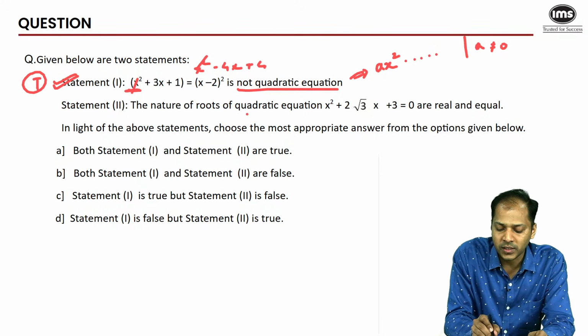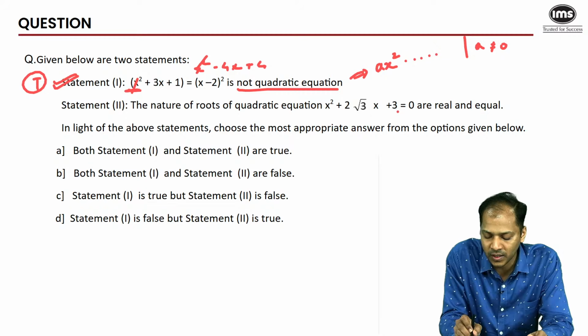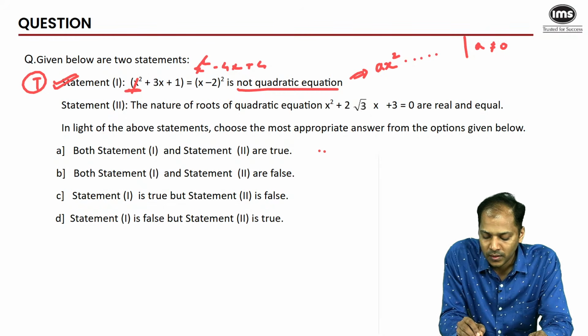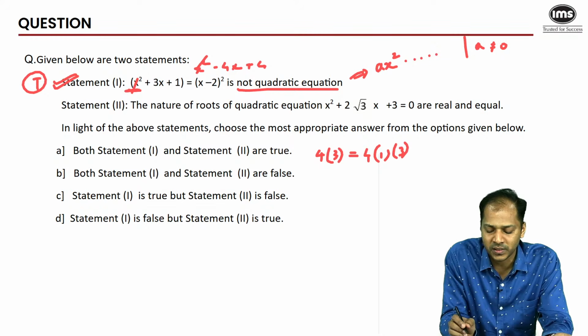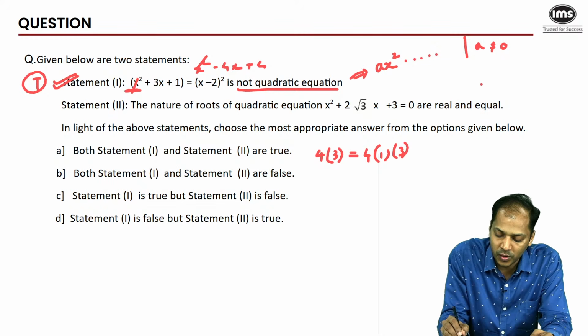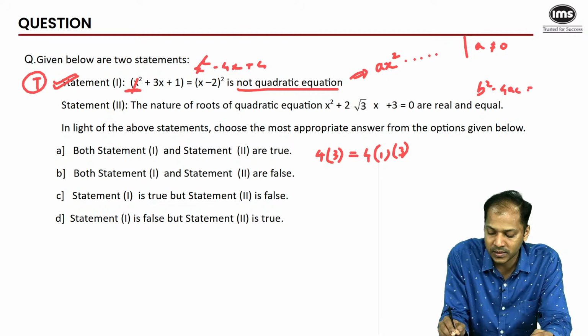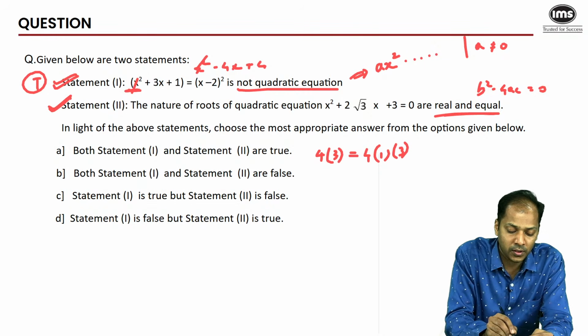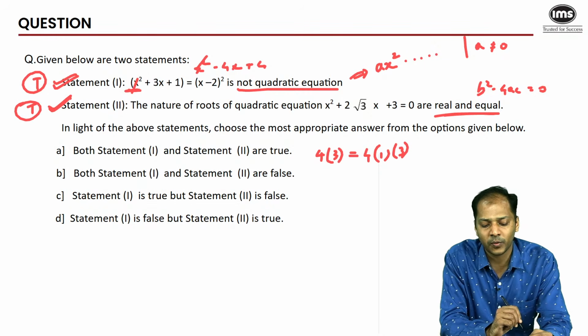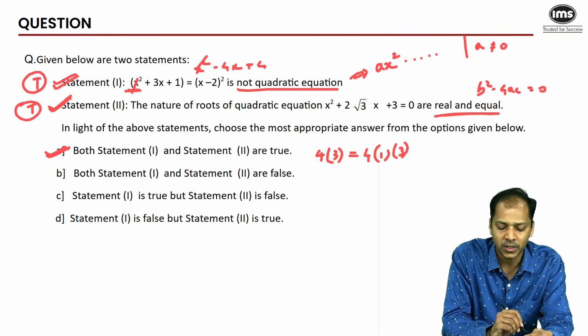And statement 2, the nature of roots of this are real and equal. So if this is real and equal, we should be able to write this as a whole square, or b square minus 4ac is 0. So is b square equal to 4ac? 2 square is 4, into root 3 square is 3, is equal to 4 into 1 into 3. This is indeed equal. Yes, b square is equal to 4ac, so b square minus 4ac is 0, and because b square minus 4ac is 0, the roots are real and equal. So this statement is also proving to be true. Both statement 1 and statement 2 are true. The answer to this question is option A.